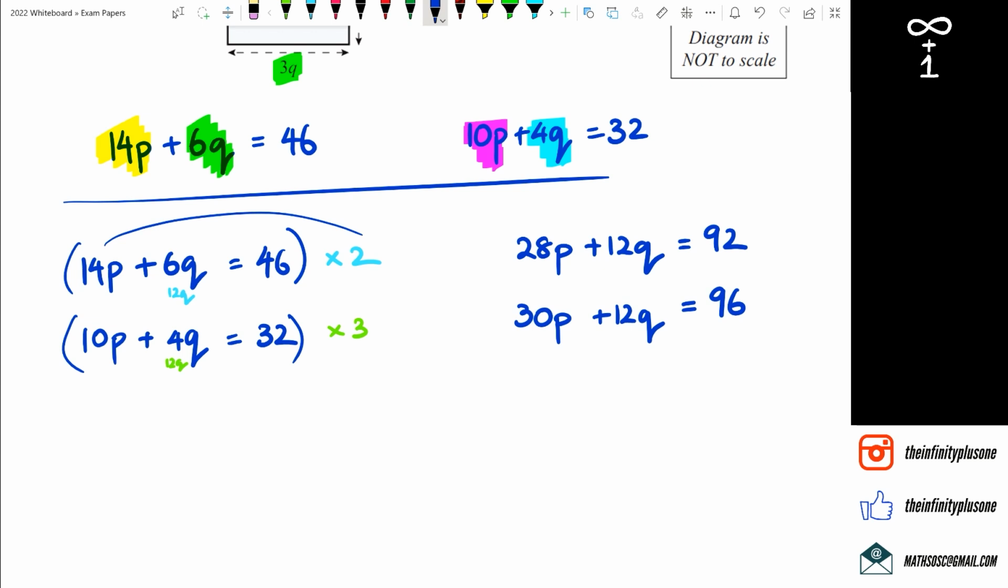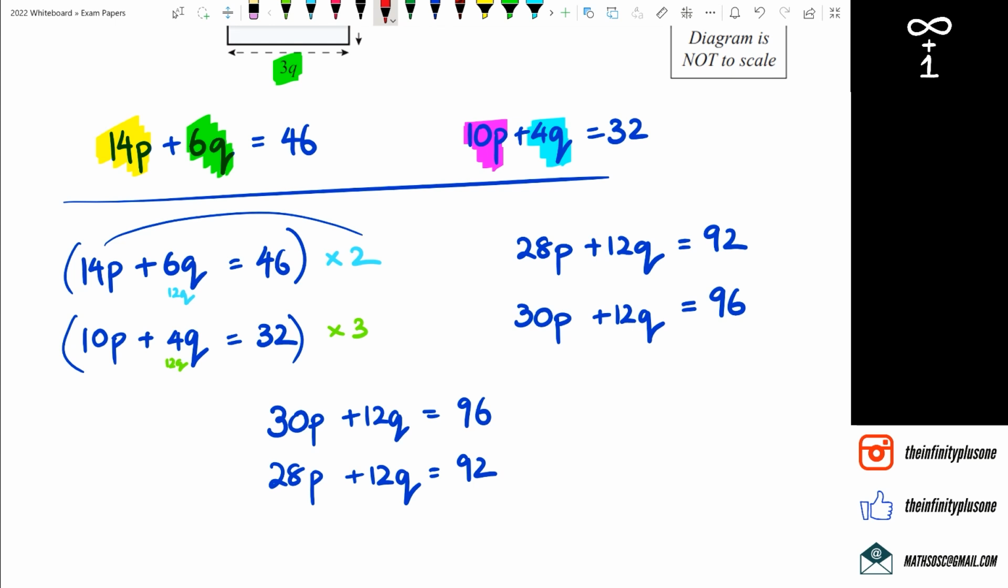Now, looking at this, I can see this is working out nicely, but I don't really like working with negative numbers, because I always end up making silly mistakes. So what I'm going to do is rewrite this equation where I put that 30p on top, and I'm going to put the 28p below it, equals 92. And what I'm going to do is subtract.